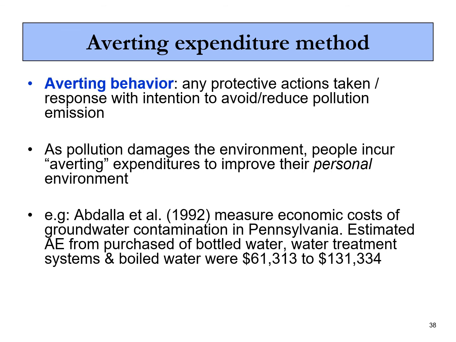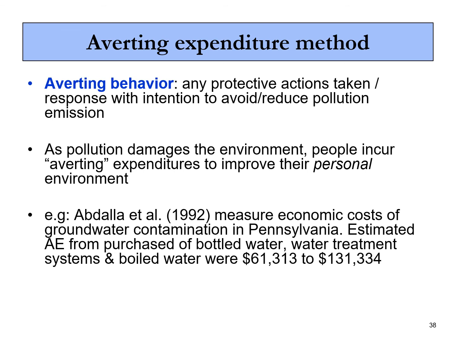As pollution damages the environment, people incur averting expenditure. In this case, we are facing air pollution, so we purchase the mask, and the cost of purchasing the mask is called averting expenditure. Why do we have to do that? Because we want to improve our personal environmental quality. This is one of the examples of a study that uses the averting expenditure method.